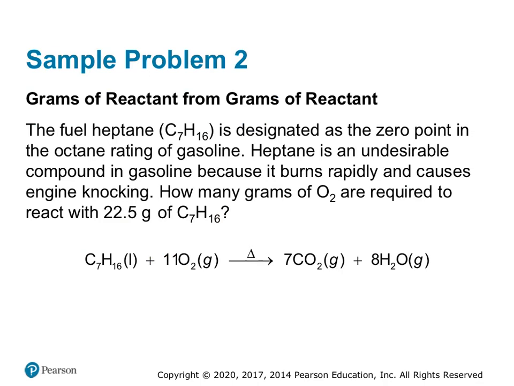So I'm going to do another example problem. This time we're talking about the fuel heptane. It's used in gasoline. So the question is, how many grams of oxygen are needed to react with 22.5 grams of heptane? So it's again a combustion reaction. So we have the heptane reacting with oxygen to produce carbon dioxide and water. And they've gone to the trouble of balancing the equation for us with 11 O2s, 7 CO2s, and 8 H2Os.